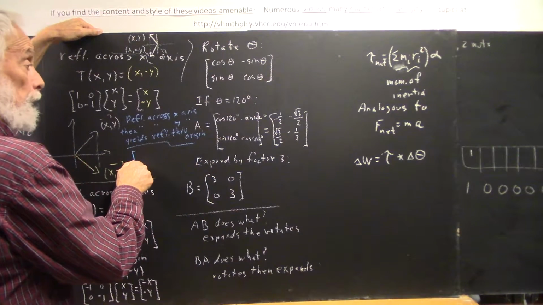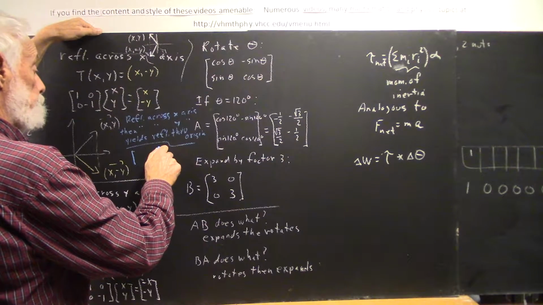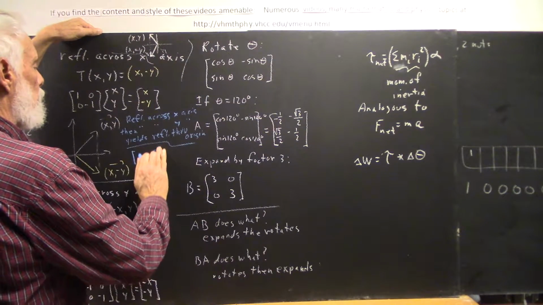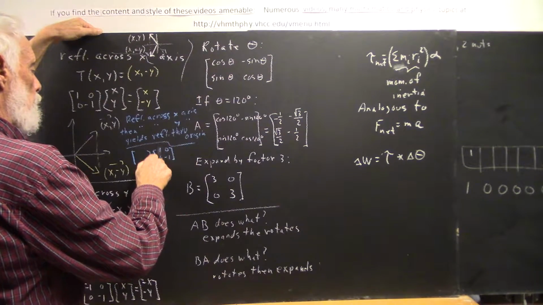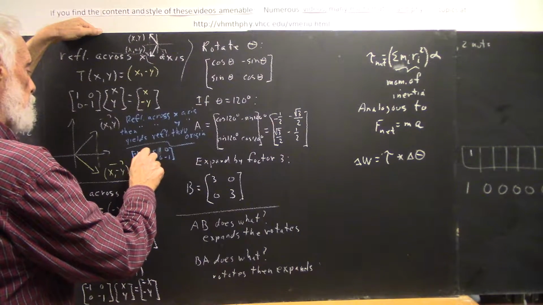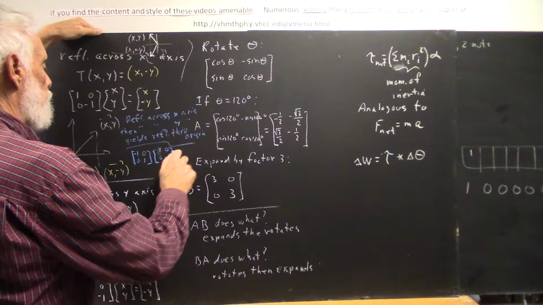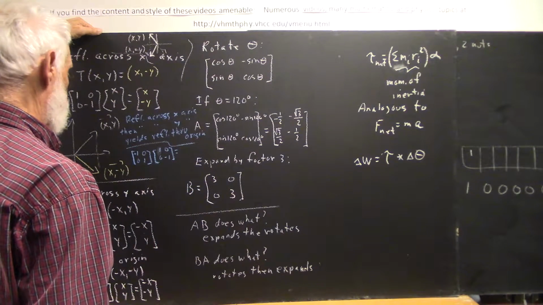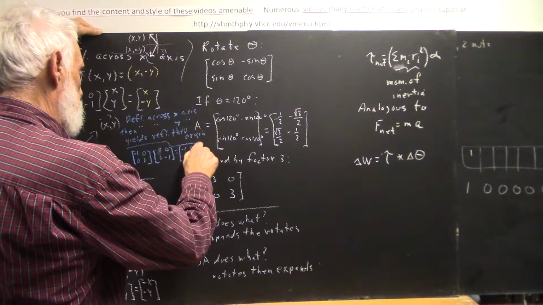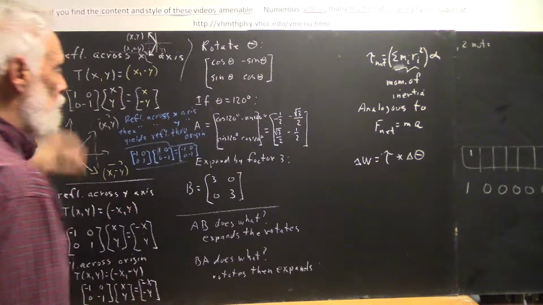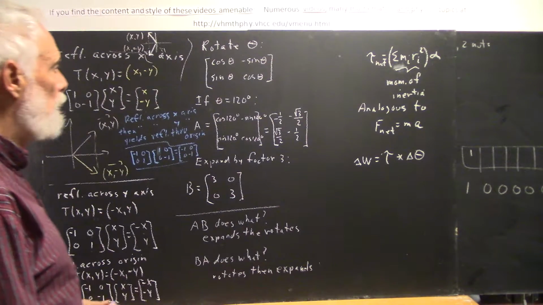Your matrix for reflecting across, well, let's start with the x-axis, is 1, 0, 0, negative 1. For reflection across the y-axis, it's negative 1, 0, 0, 1. If I multiply these together, I get the matrix negative 1, 0, 0, negative 1. You can verify that, which is the matrix that reflects through the origin. So that's kind of important.